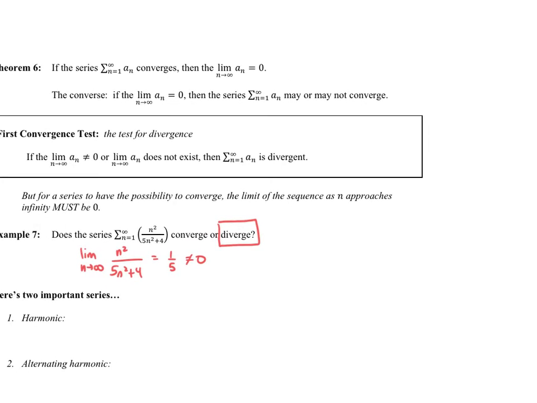Keep in mind, and this is one of the huge challenges in this section, if we were to look at the sequence n squared divided by 5n squared plus 4, not the sum, but the sequence, as n goes from 1 to infinity, we would say that this is convergent to 1/5, because that particular sequence, as we list out terms, becomes a convergent value of 1/5.